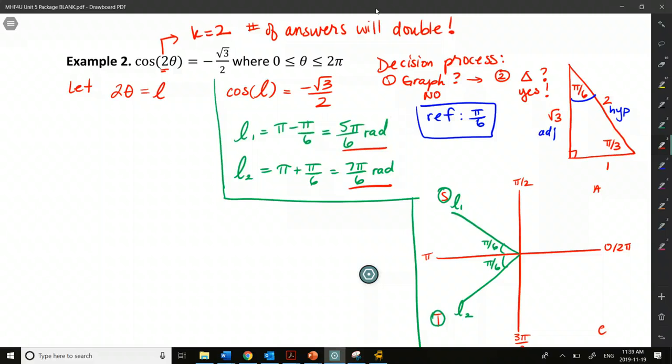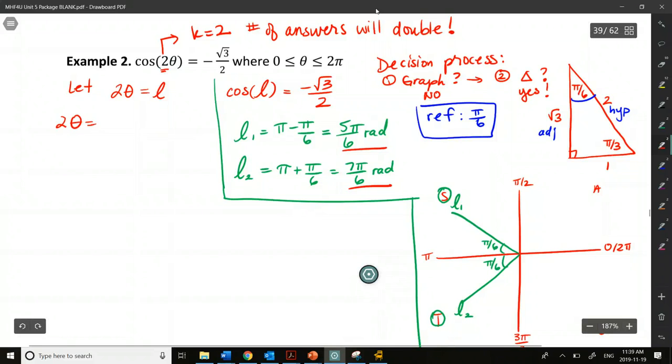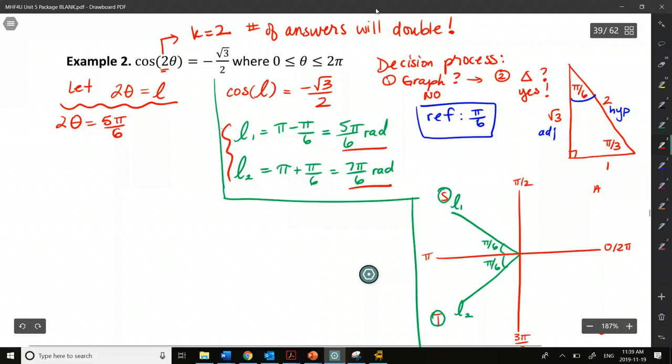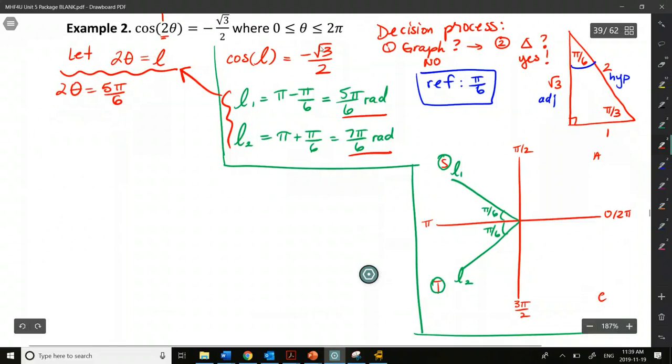That is likely what's going to happen, but if you had 3, it's going to triple, so then I'll get 6, right? So we're going to plug in our L's into our let statement. Don't forget about that. Plug them back in. So I have 2 theta equals 5 pi over 6. So theta 1 is equal to what? Jonathan? 5 pi over 12. 5 pi over 12, thank you.